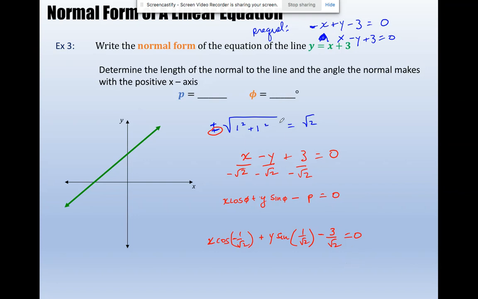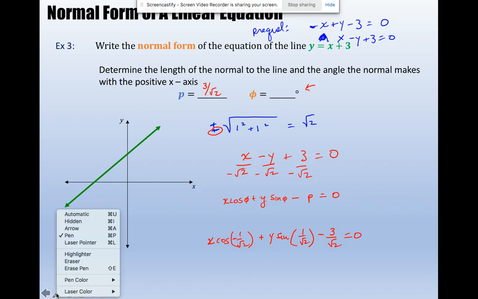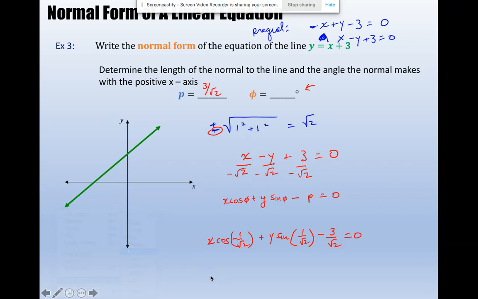So what's P? 3 over root 2, or 3 root 2 over 2, whatever you want. What is phi in degrees? Who has a cosine of negative 1 over root 2 and a sine of positive 1 over root 2? I'm in quadrant 2.